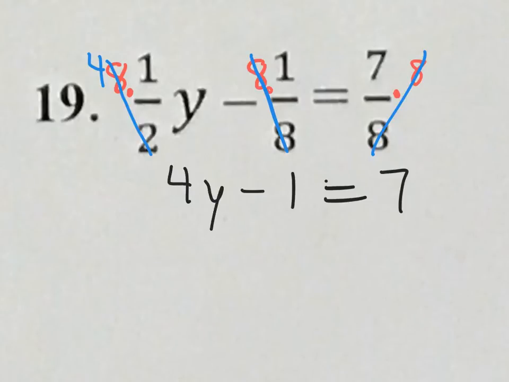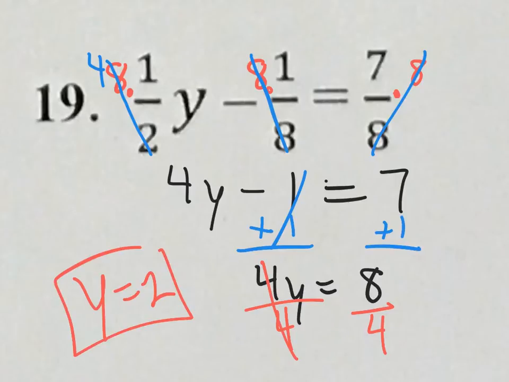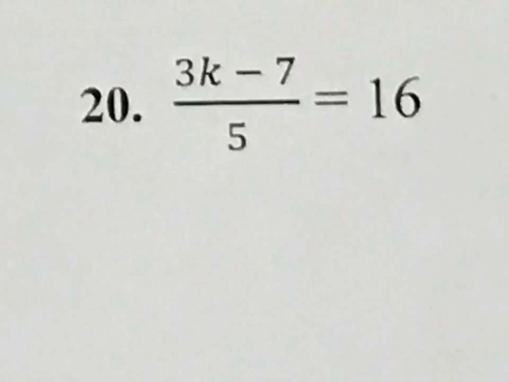So just by multiplying this by 8, this by 8, that by 8, it got rid of all fractions. I end up with a new equation without fractions. 4y minus 1 equals 7. So now I want to get rid of that minus 1. So obviously I'm going to do the opposite of minus 1. It's going to cancel. What I do to one side, I do to the other. My new equation will become 4y equals 8. For my final step, I divide by 4, and I divide by 4, and y equals 2 is my final answer on that one.